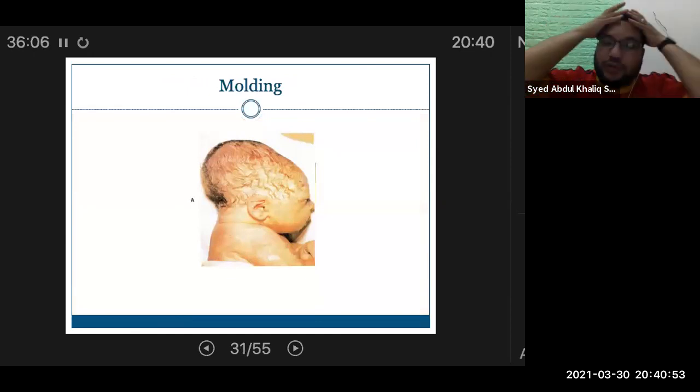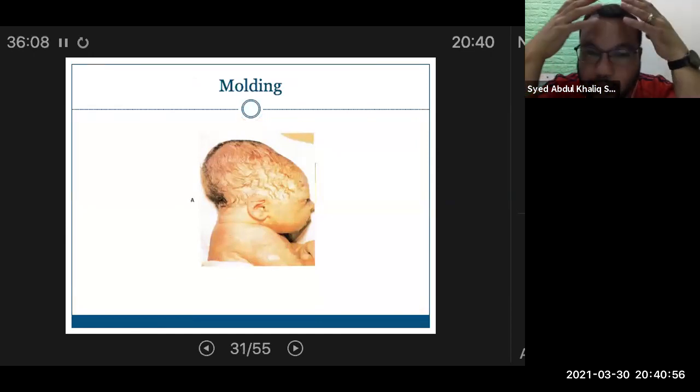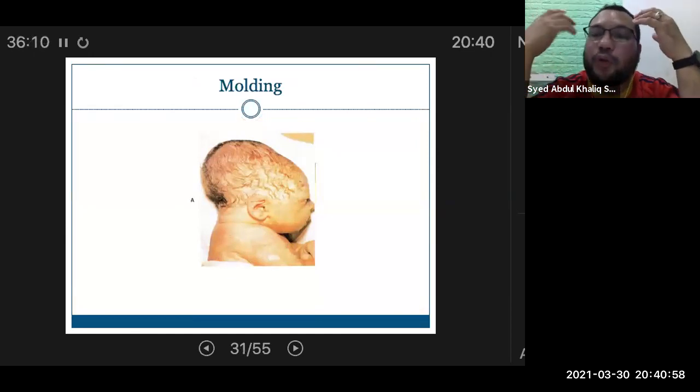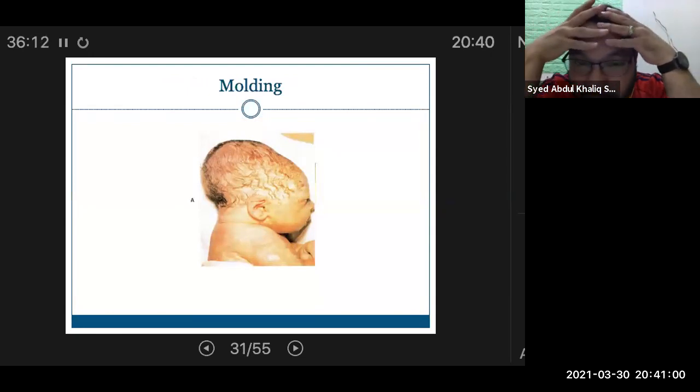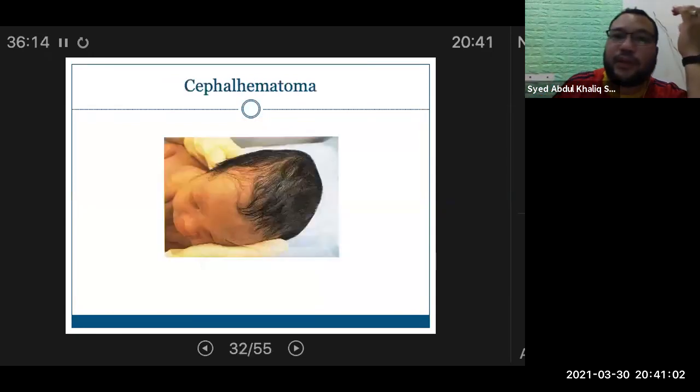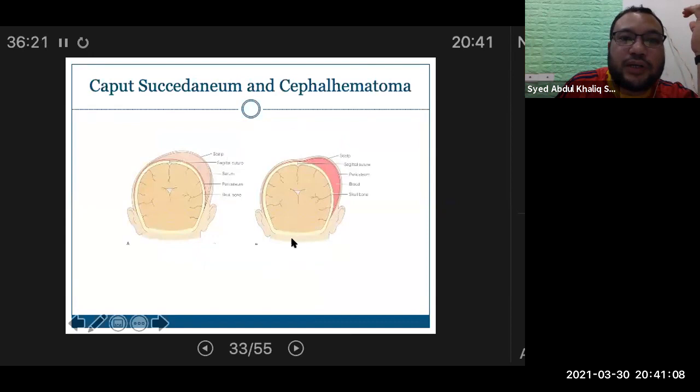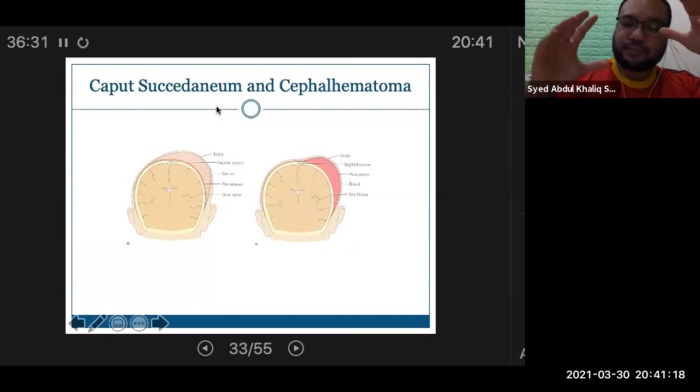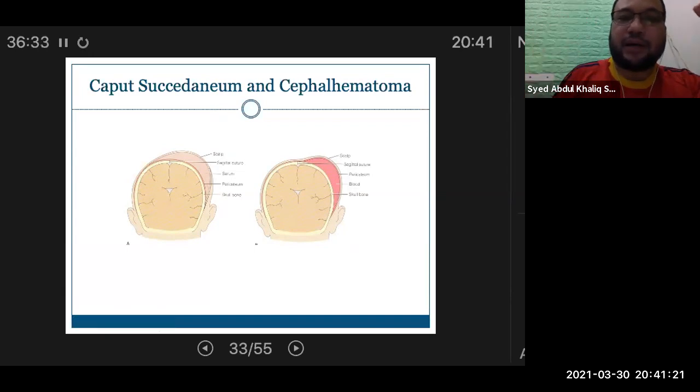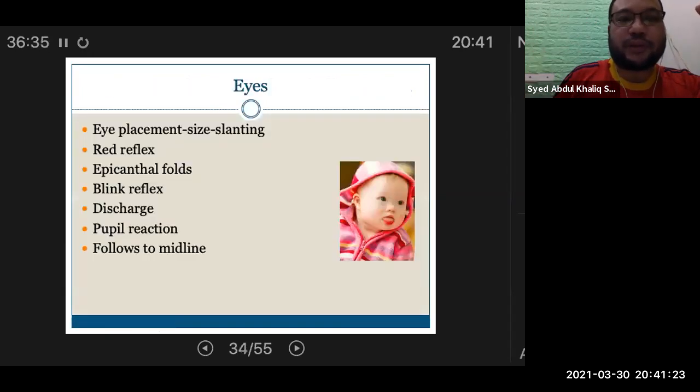Molding is because of how the baby is presented. Sometimes if the baby presents low for a long time, with a prolonged second stage, there may be molding. It's just because the head is compressed. So cephalhematoma, you see, doesn't cross the midline. Basically, caput succedaneum is just a soft tissue edema.